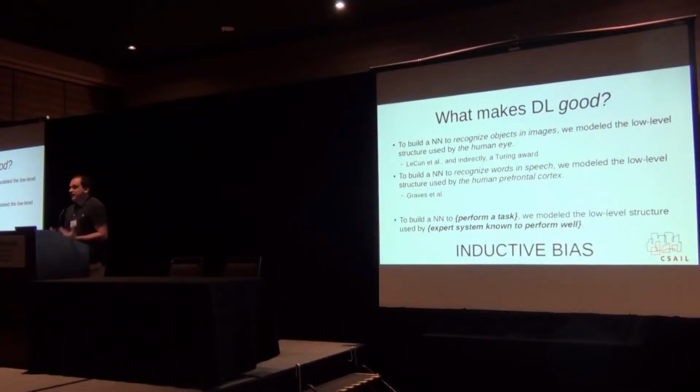This is known as an inductive bias. When you take your network architecture and shape it in a certain way, so that the possible functions your neural network can learn are limited or constrained in some way.